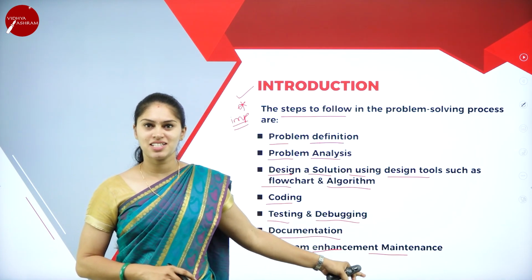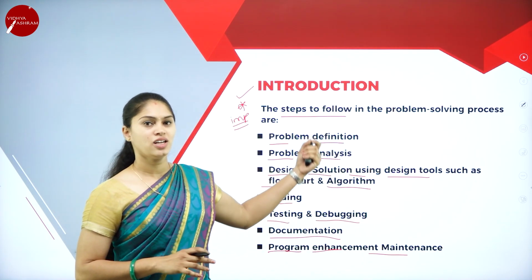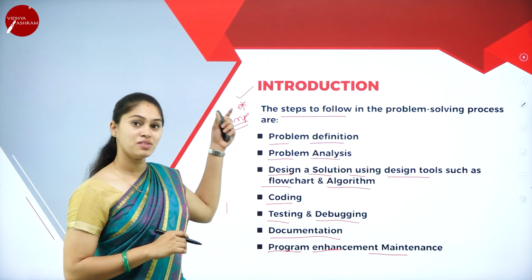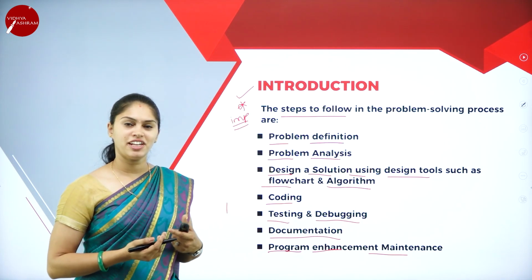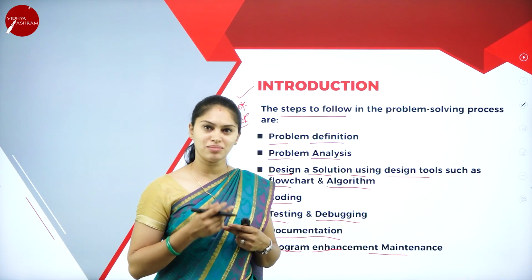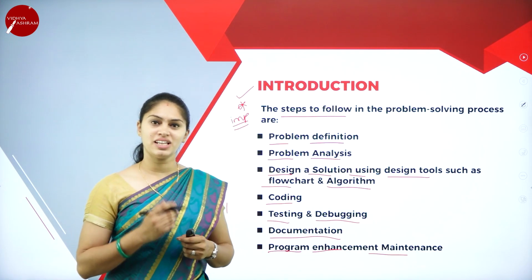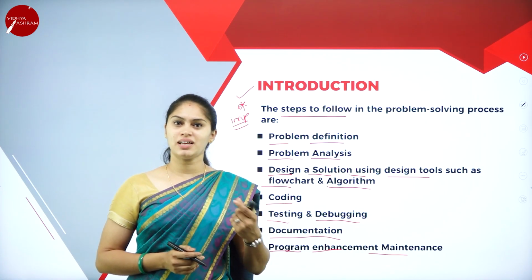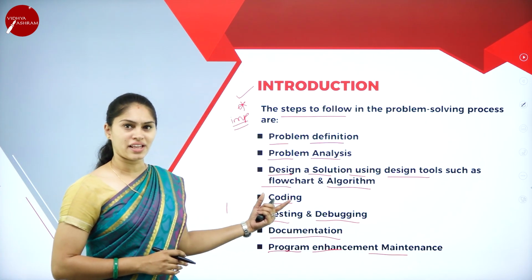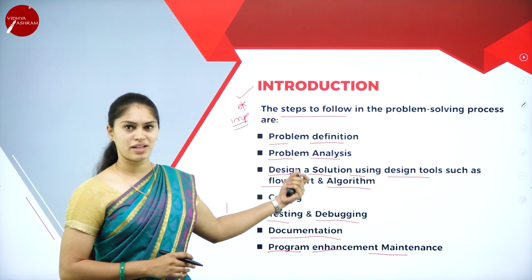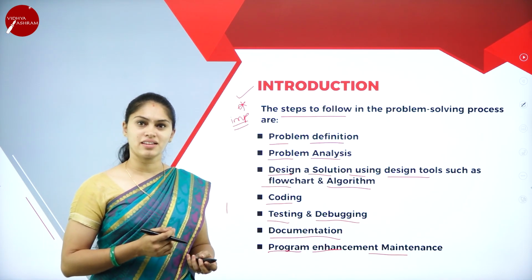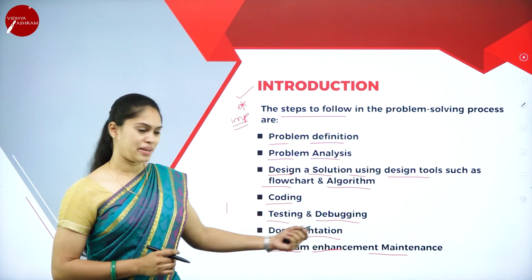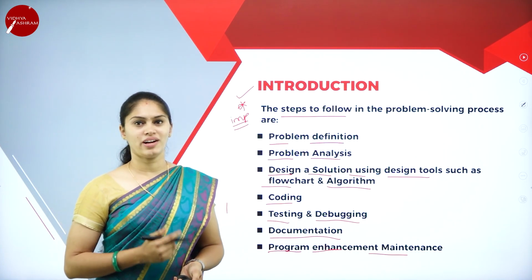So what are the stages we have in order to solve a problem, or under the problem solving process? Totally we have 7 stages. Let me brief it out. Problem definition and problem analysis. After that we design a solution with the help of designing tools, that are either an algorithm or a flowchart. Then coding, that is programming the algorithm and flowchart. Then testing and debugging, that is checking and correcting of errors. Then documentation, program documentation. Then program enhancement or maintenance.